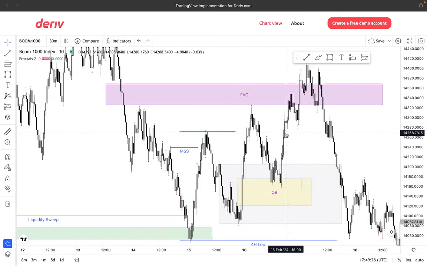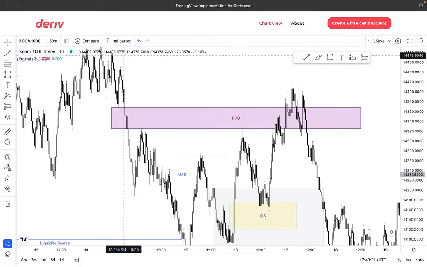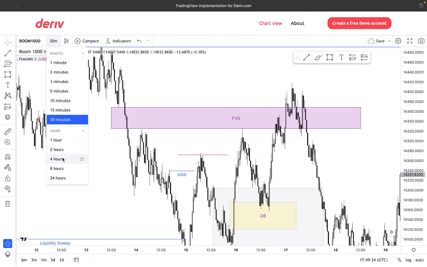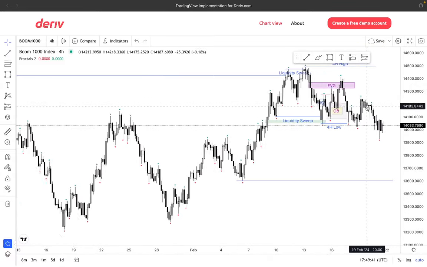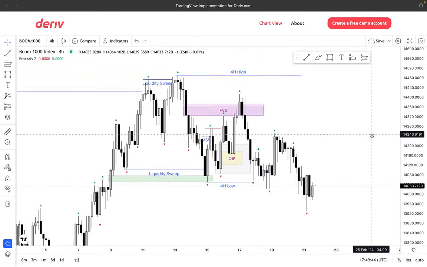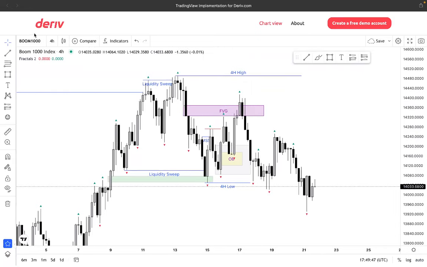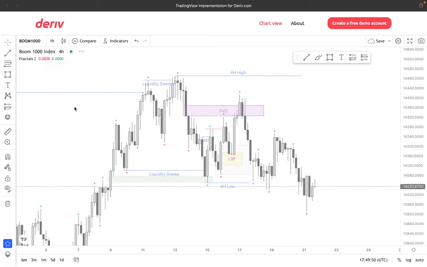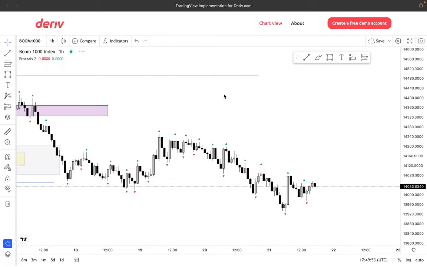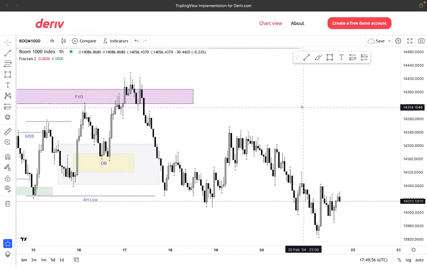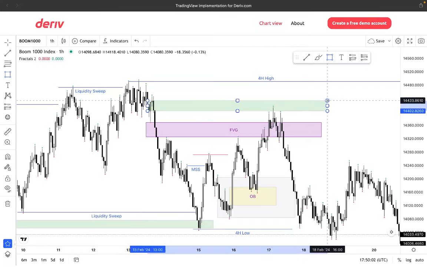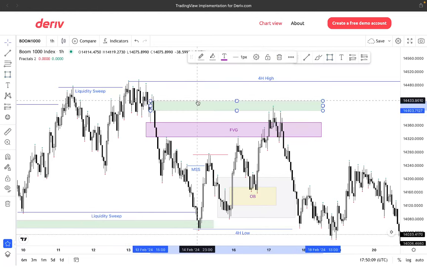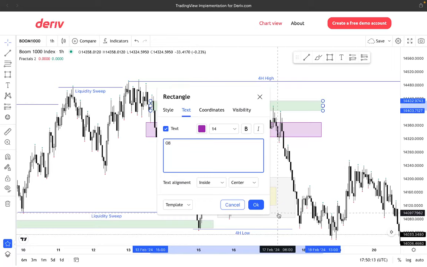All right. Okay, now we're on the 30 minute. Remember on the 4 hour, let's quickly go back. On the 4 hour, we couldn't identify an order block there. Let's go to the 1 hour. And I told you that there would be some order block or something there in that market structure. Here we go. On the 1 hour, we have our order block there.